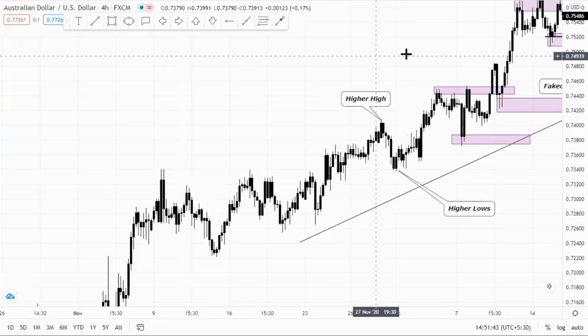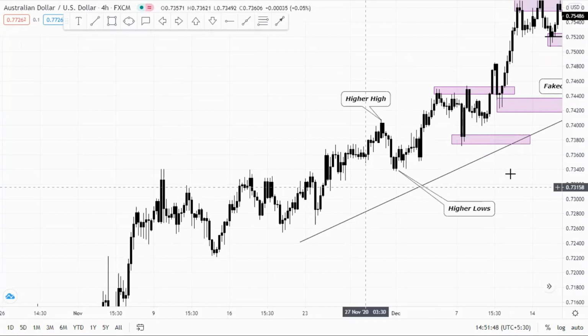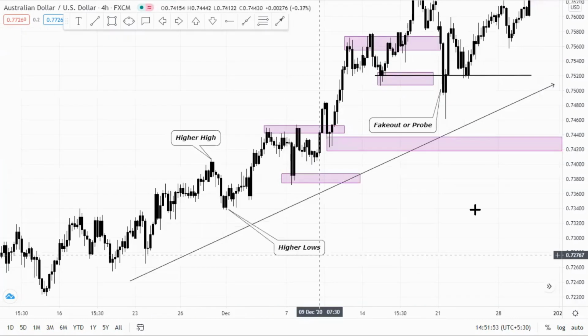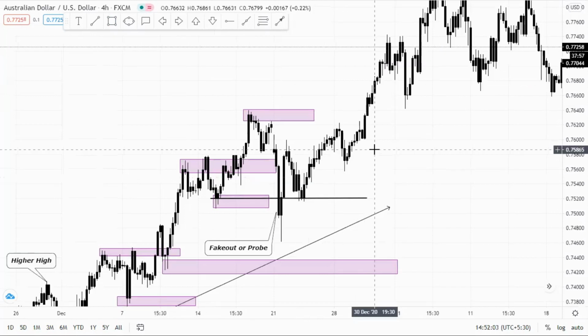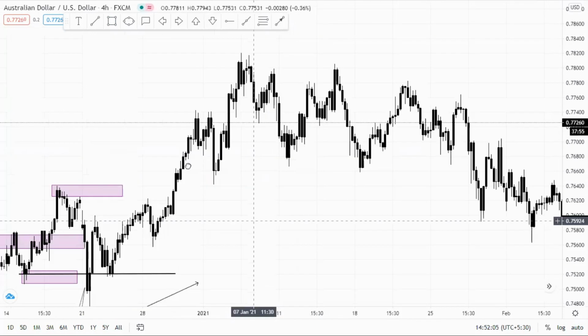So an uptrend, like I said, you have to look for a series of higher high and higher low formations. Very important things. They might look basic, but they are very critical in our trading career.